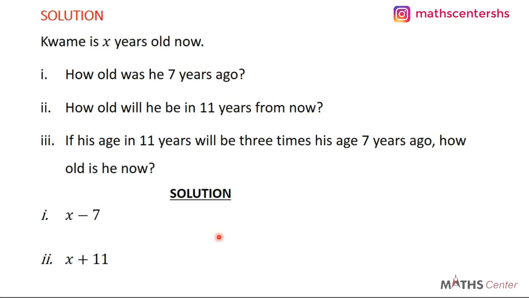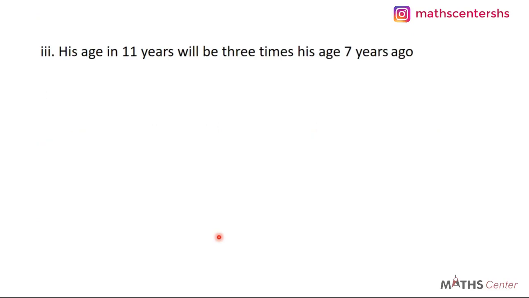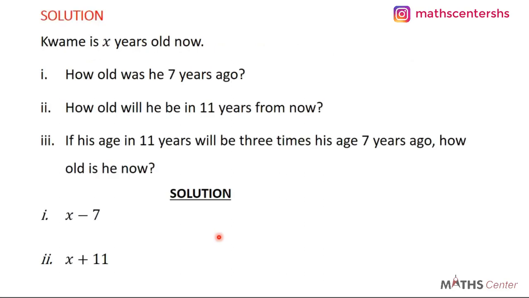Let's move on to the next part. His age in 11 years will be 3 times his age 7 years ago. Now let's look at it very carefully. If his age in 11 years will be 3 times his age 7 years ago, how old is he now? So it means that we have to find x. So we have to form a linear equation. So we use the statement here to form the linear equation.